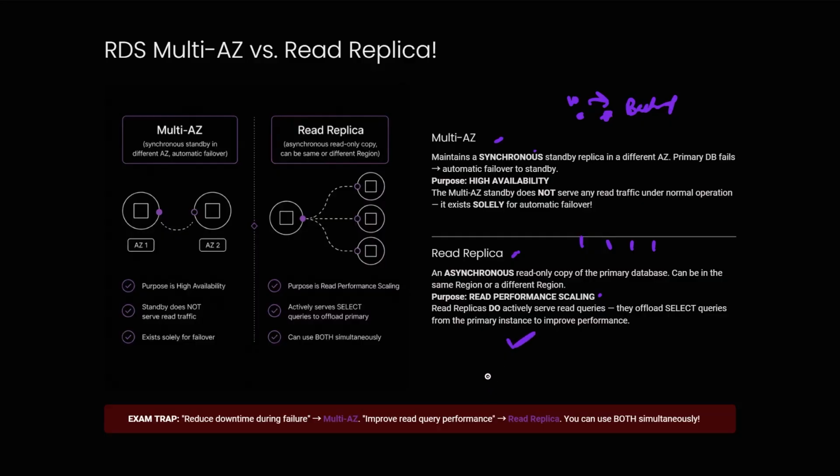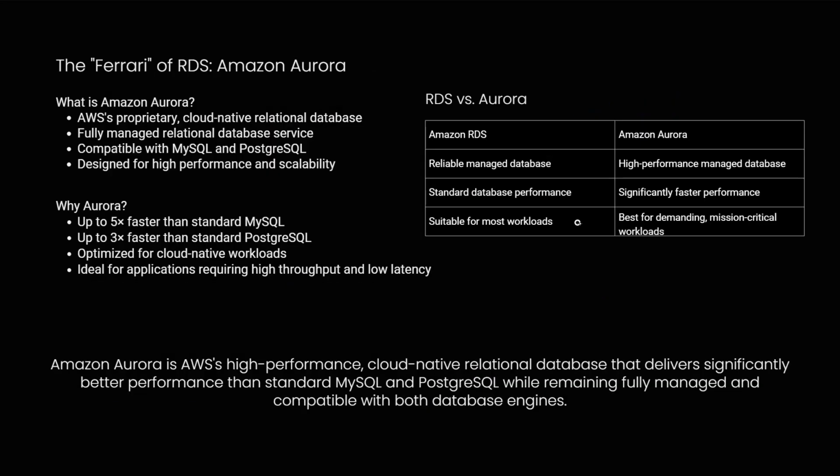Alright, now let's take a quick look at Amazon Aurora, that is the Ferrari. Aurora is AWS's custom-built relational database. If RDS is a reliable Toyota, Aurora is a Formula 1 race car. It is up to 5 times faster than standard MySQL. If an exam question asks for the highest performance managed MySQL database, they want you to pick Aurora. Alright, you can read this.